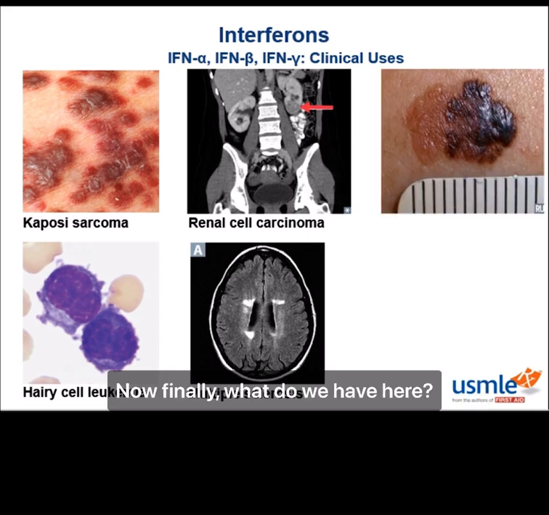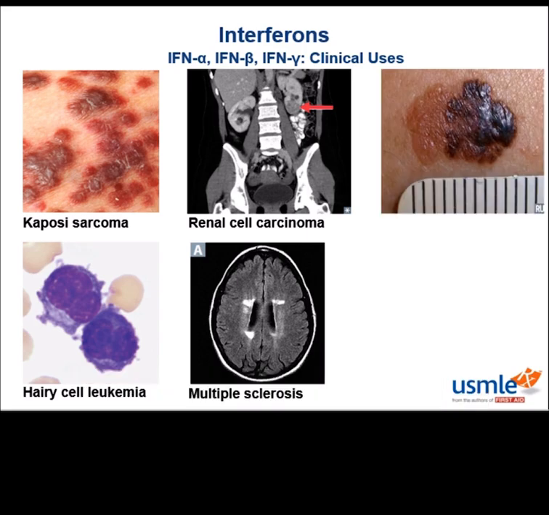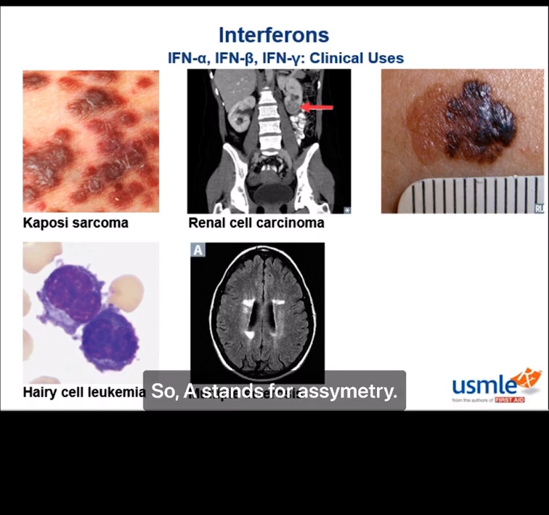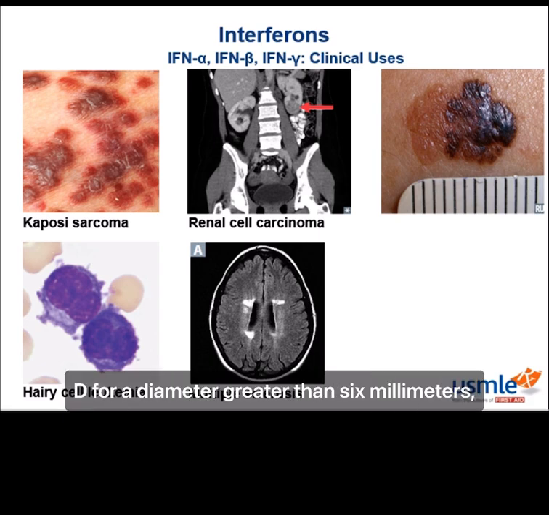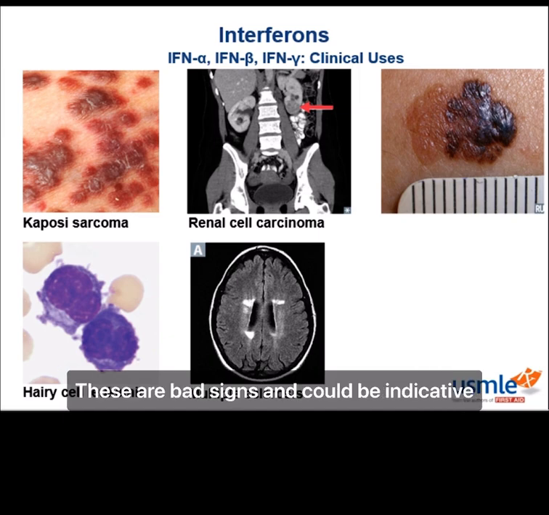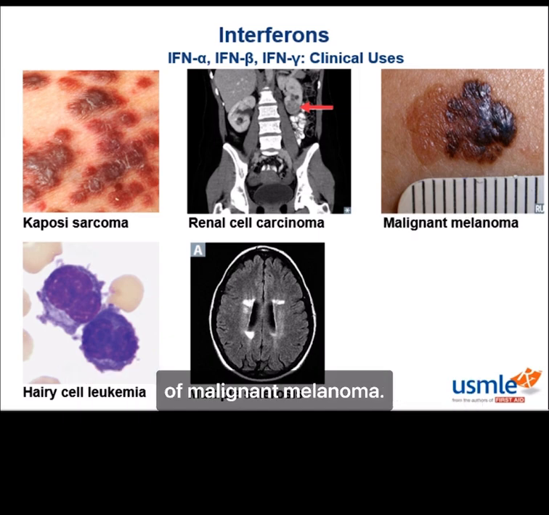Now finally, what do we have here? It kind of makes me want to sing the alphabet. A, B, C, D, E. What do these letters stand for? So A stands for asymmetry. B for border irregularity. C for color variation. D for a diameter greater than 6 millimeters. And E for evolution over time. These are bad signs and could be indicative of malignant melanoma. This one in particular is an image of the superficial spreading type.